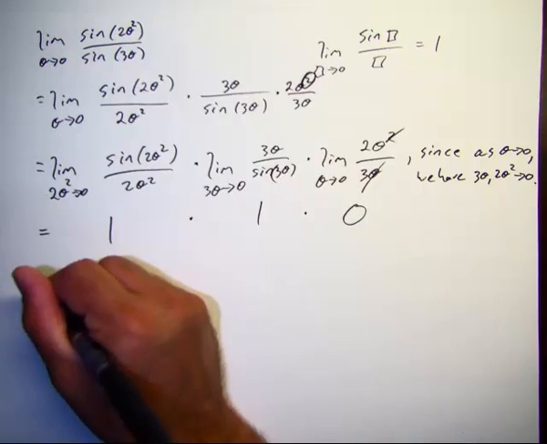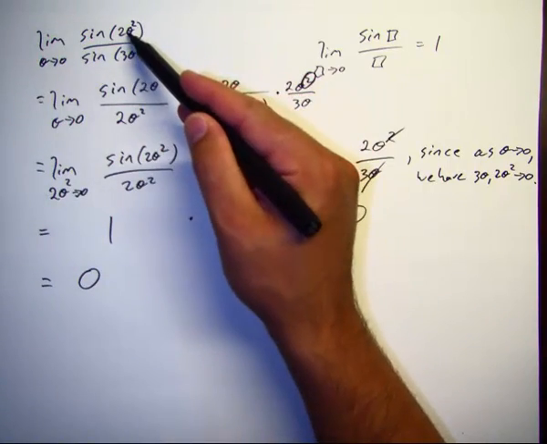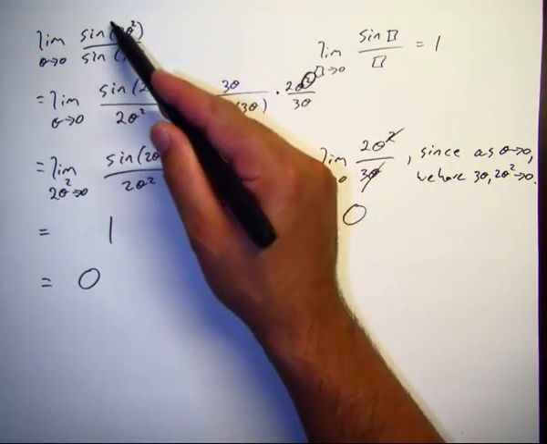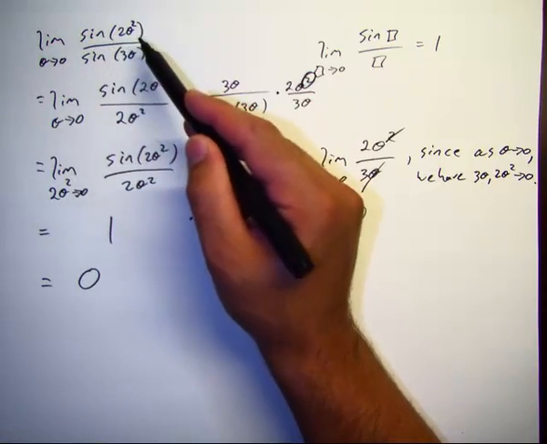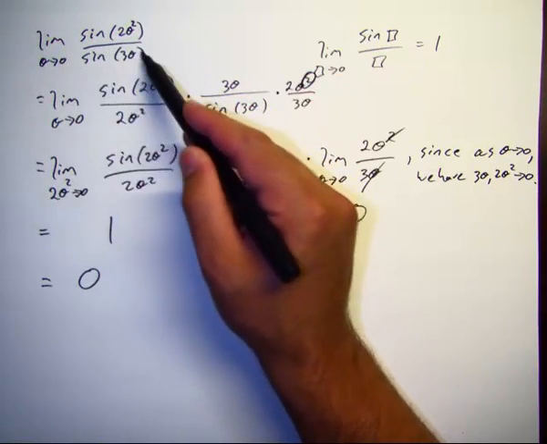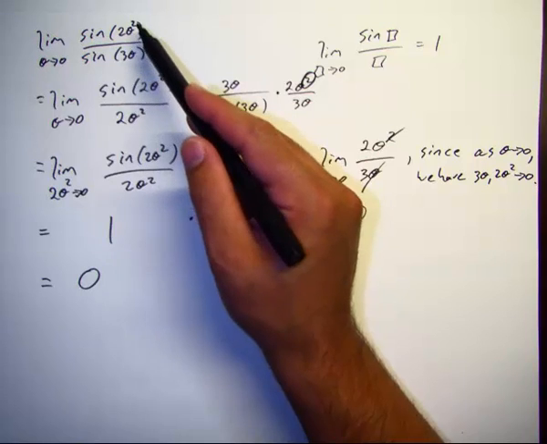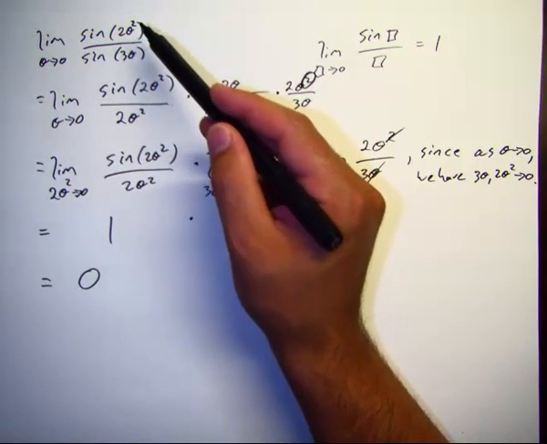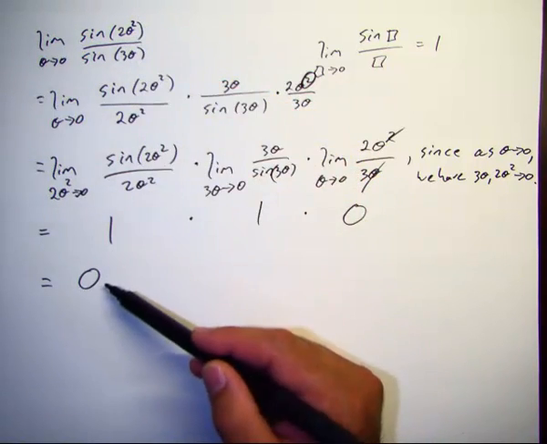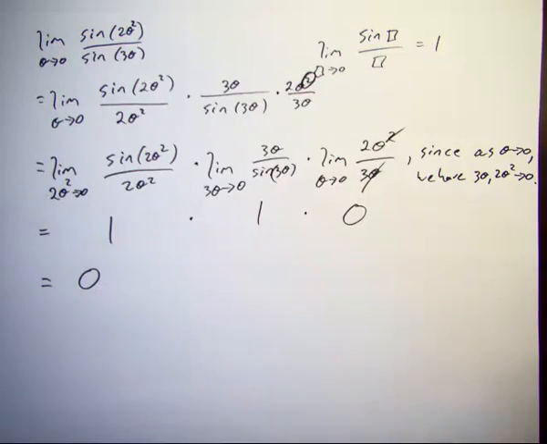and over here we end up with 0. So if we have a 2 theta squared, well, this sine is going to 0 much faster than this sine is, and it ends up dominating the fraction, and we have a limit that is equal to 0.